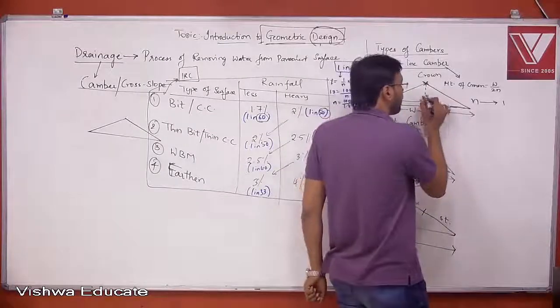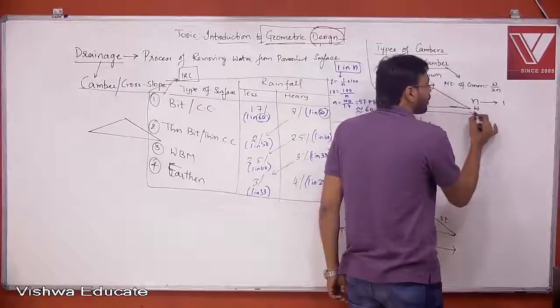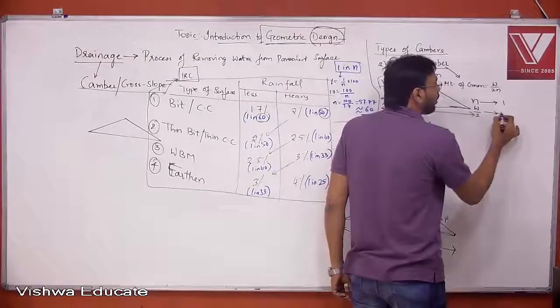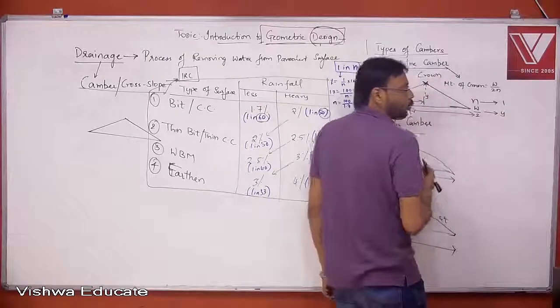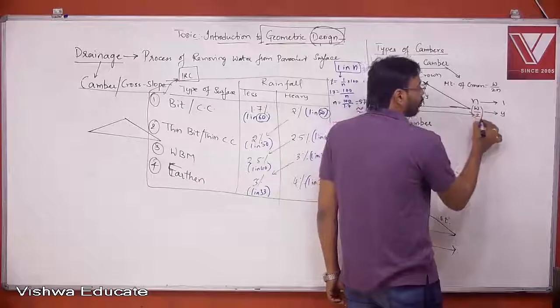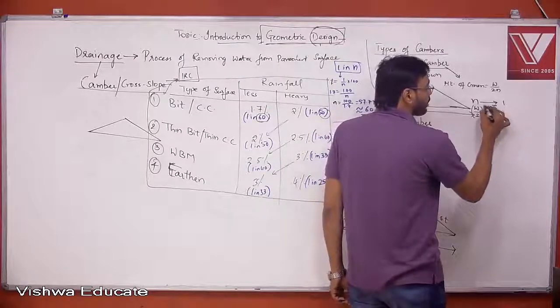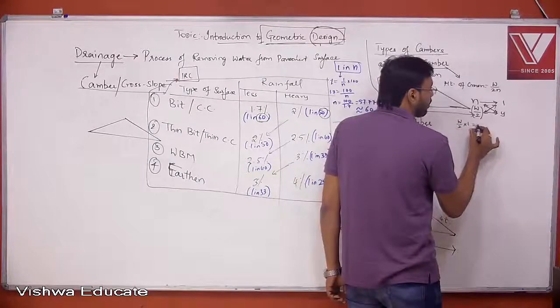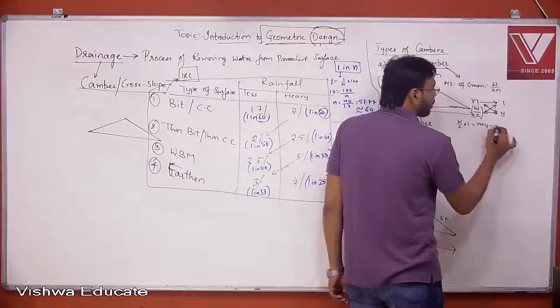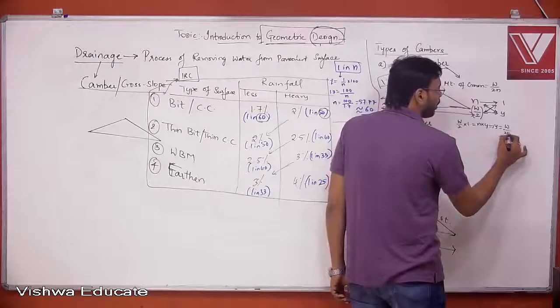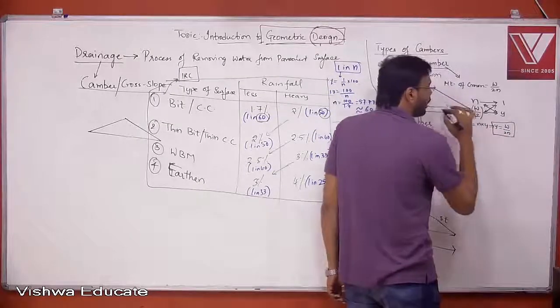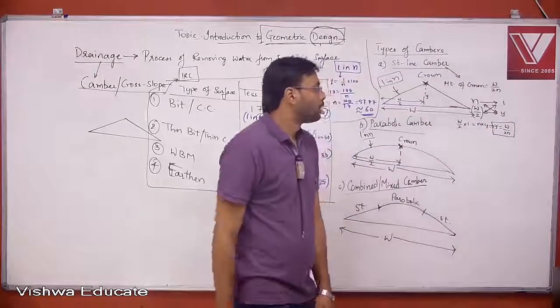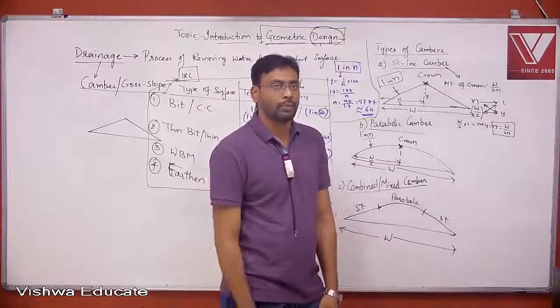So if this is say Y, at what distance do you have the crown? At a distance of W by 2. So simple cross multiplication: W by 2 into 1 is equal to n into y. From this, y is equal to W by 2n. So height of crown is W by 2n, right?